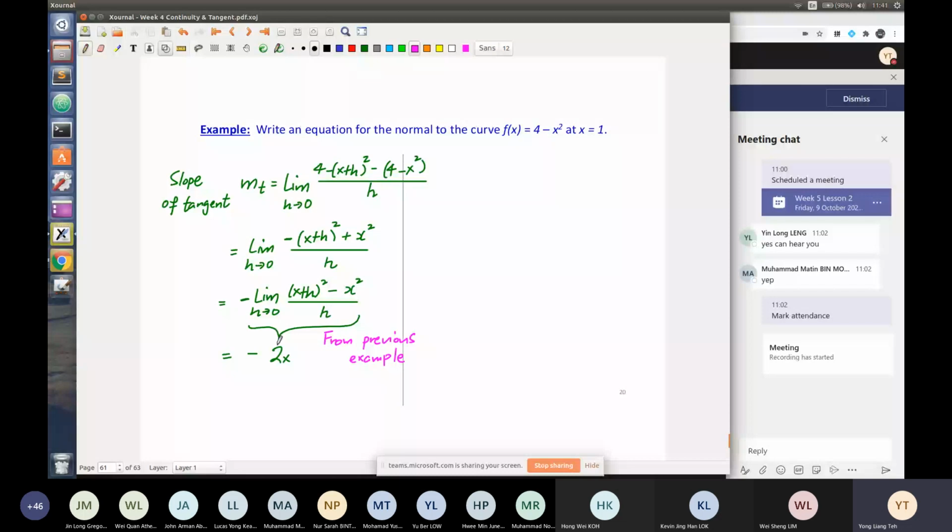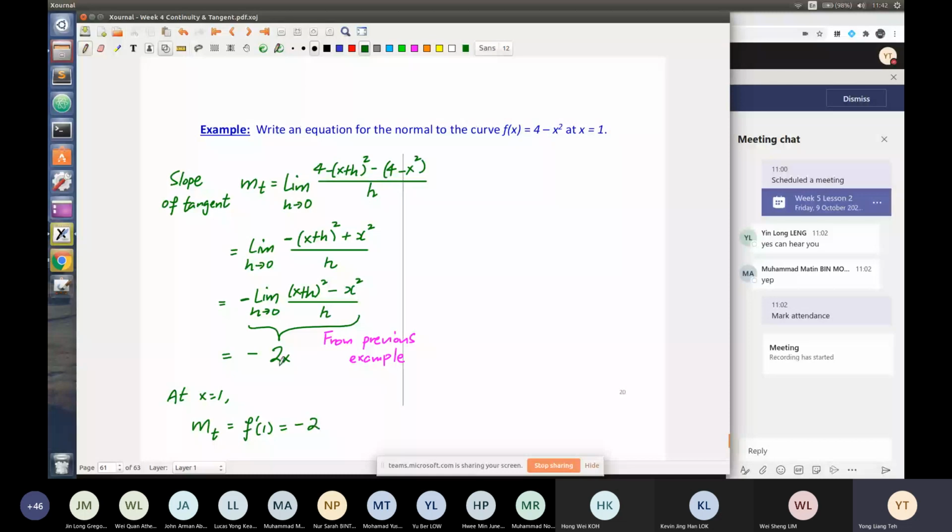So therefore, we get minus 2x here, so now we can find the gradient of the tangent. At x equals 1, my MT is equivalent to f prime of 1. By the way, this is my f prime. So f prime of 1, hence it's minus 2 times 1, so minus 2.